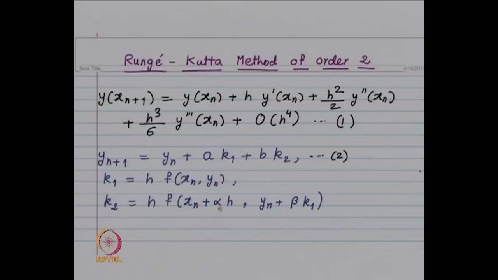We want to determine these constants so that the first three terms are going to match. Here you have got y dash at x n, y dash is equal to f. So, you have got a term f of x n y n. We also want to match the term which contains h square, and then the formula which we will obtain will have a local discretization error to be of the order of h cube.